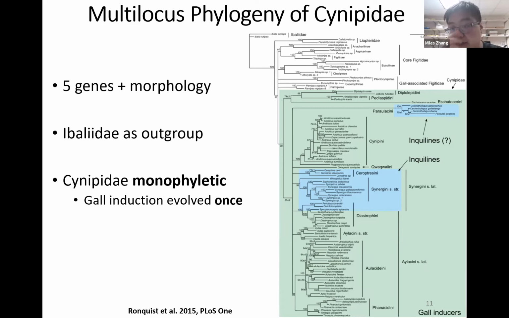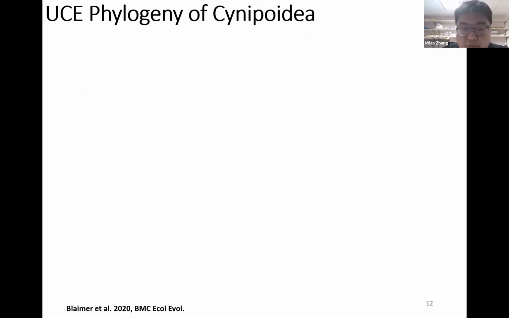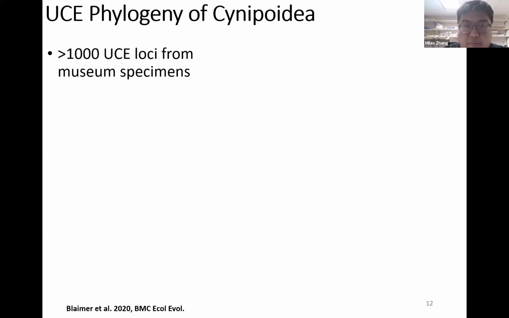And for a while, and this is what we agreed on, and it seemed to make sense taxonomically, they've always been thought to be monophyletic. And that is until just 2 years ago, when Bonnie Blaimer, at the Smithsonian and now at the Berlin Museum, along with Matt Buffington, who's the curator of cynipoids here at the Smithsonian, generated a UCE phylogeny.